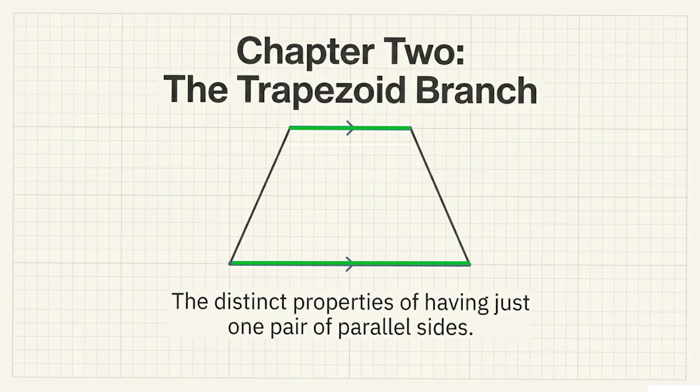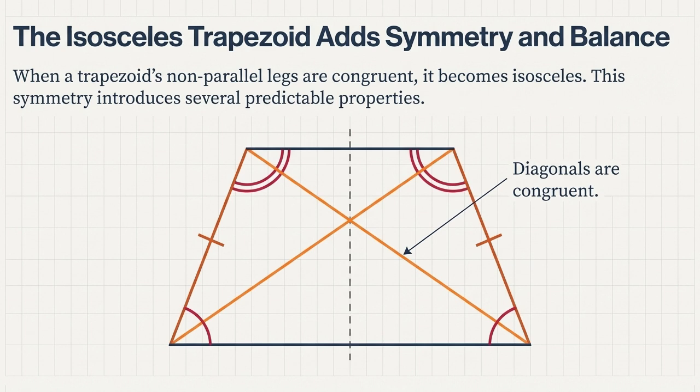Now, within the trapezoid family is a more specialized version, the isosceles trapezoid. It's a bit more symmetrical, a bit tidier. It's still got that one pair of parallel bases, but now its other two sides, the legs, are the same length. And check this out. That symmetry gives it something in common with the rectangle. Its diagonals are also the same length. Kind of cool, right?